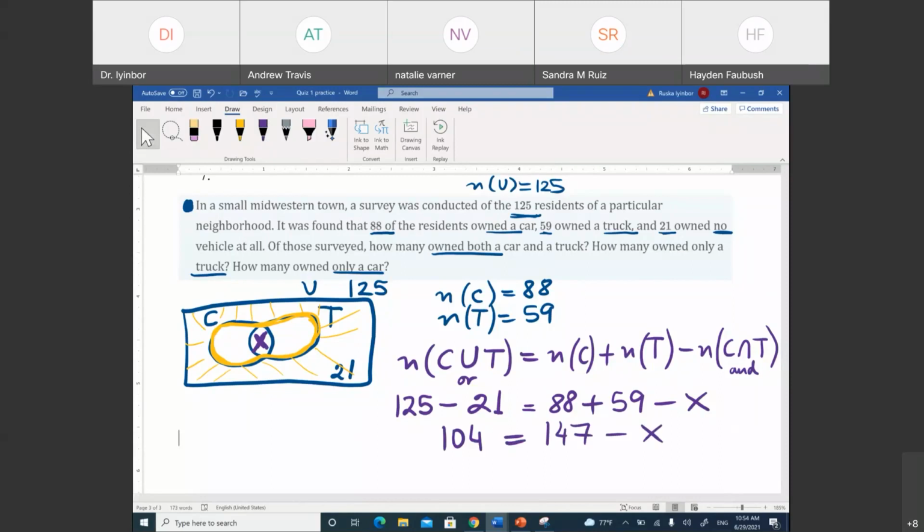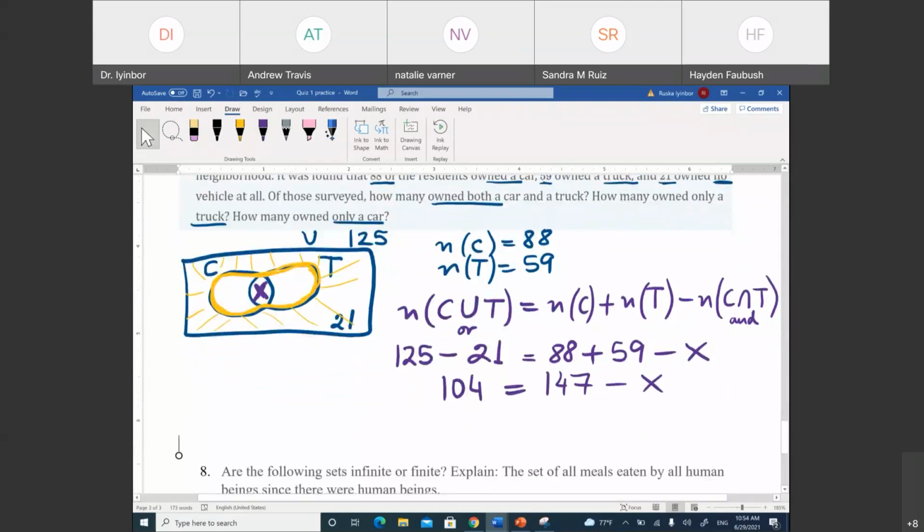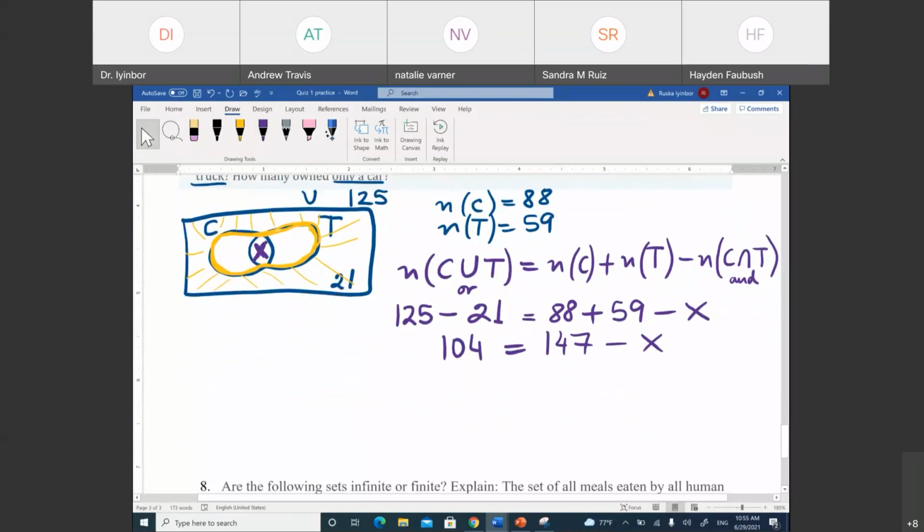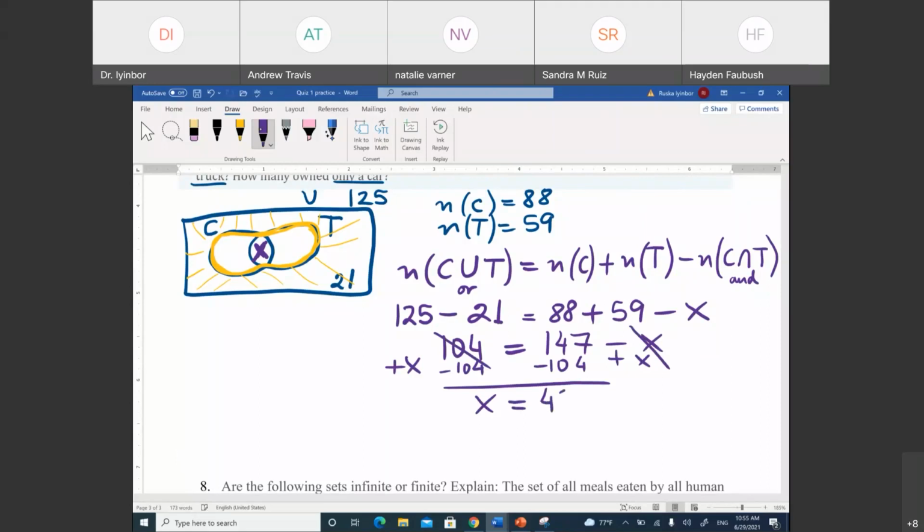And then you can just solve it. You can move the X over and you can move 104 over, and it's going to give you X. Or you can subtract 147 and divide by -1, just a simple equation. So I'm just going to add X on both sides. X goes to the left side and I'm going to subtract 104. And I'm going to get X equals, what do you get? 43, right? Okay, 43. So 43 are the people who own both car and truck.